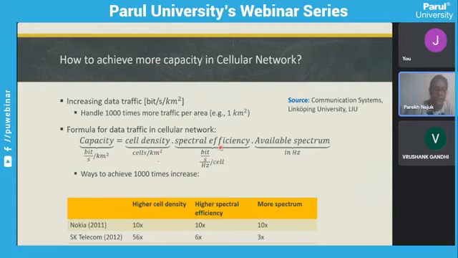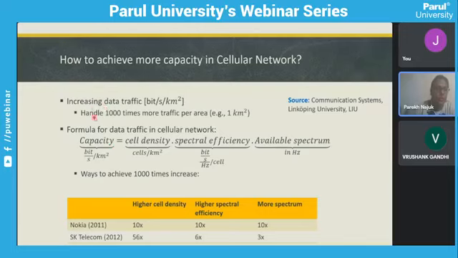Then there is spectral efficiency, which is given by bits per second per hertz per cell. That means you require a data rate, a throughput. And spectrum means the bandwidth, available in hertz. Available spectrum, how much bandwidth you have, okay?